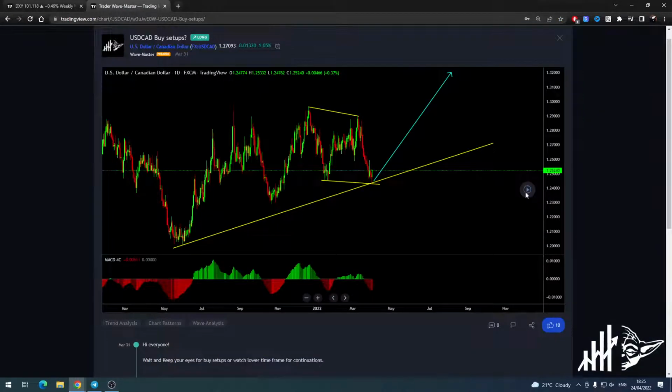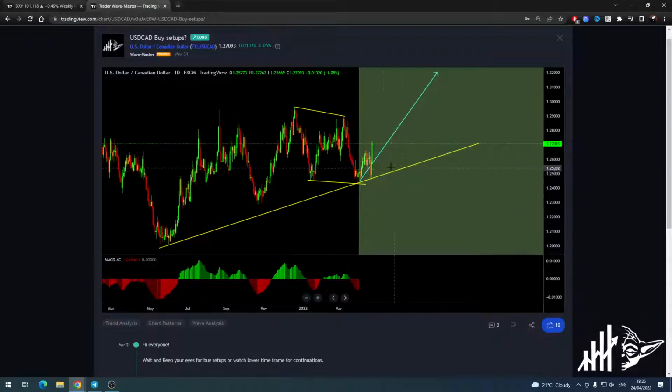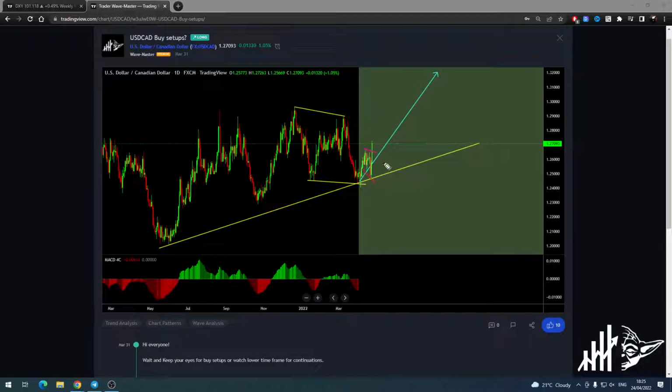USD CAD struggled there. Of course it starts the move. There was a nice flag that appeared over there on 4 hour. Now the chart is nicely pushing higher. So what you should do, you all should already be in this sell.